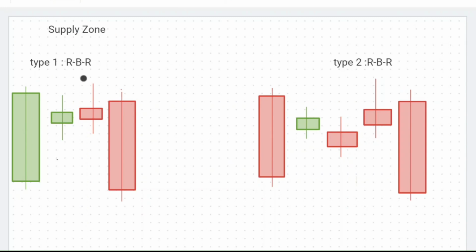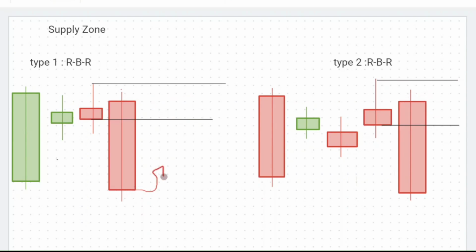Wait, okay? What do we do first? The one that is weak at the top, okay? A line from the topmost one is fine, and the lower body of the topmost one is this. So this area, okay? This area will be the supply zone. This area is the supply zone.